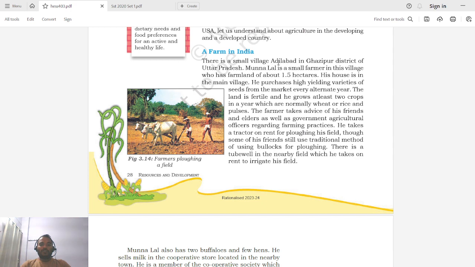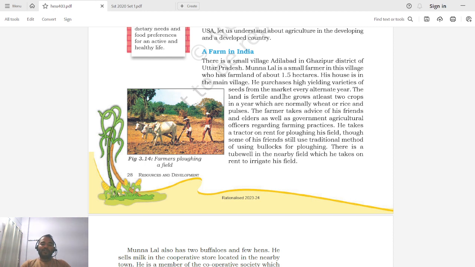There is a small village, Adilabad, in Ghazipur district of Uttar Pradesh. So this farmer is from Ghazipur district, Uttar Pradesh, and his village name is Adilabad. Munnalal is the name of the farmer, and he lives in a village and has farmland of about 1.5 hectares. So the size of his land is 1.5 hectares. His house is in the main village. He purchases high yield variety seeds from the market every alternate year. So every alternate year for sowing, he has to purchase high yield variety seeds.